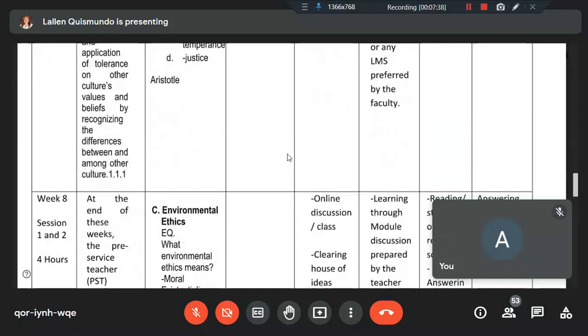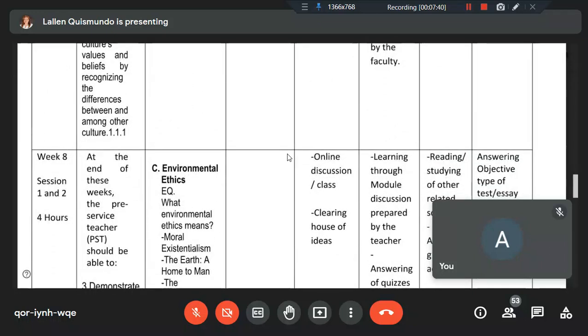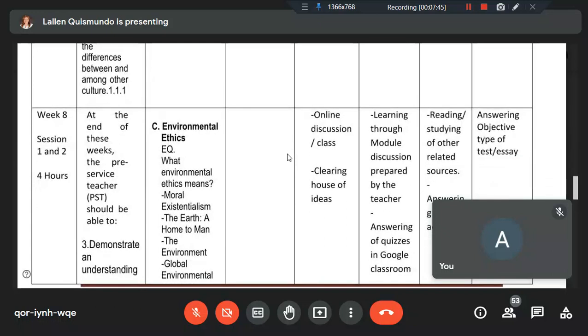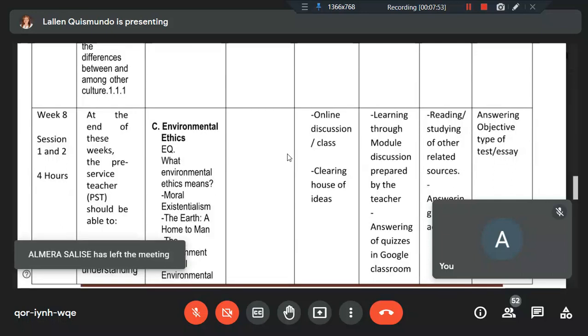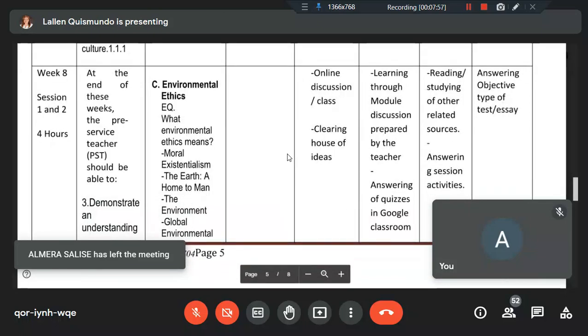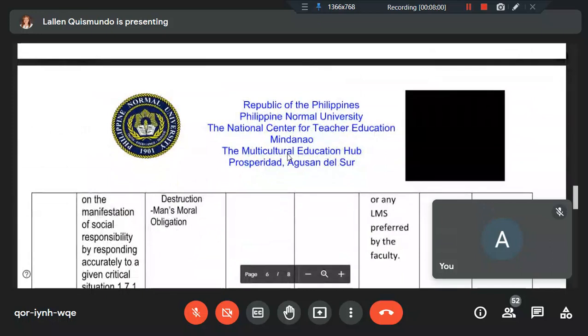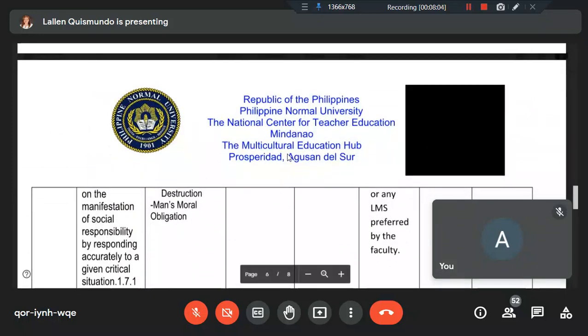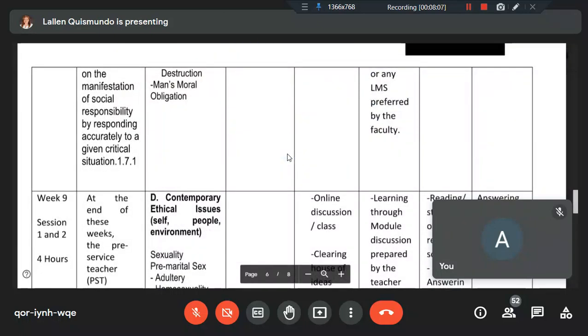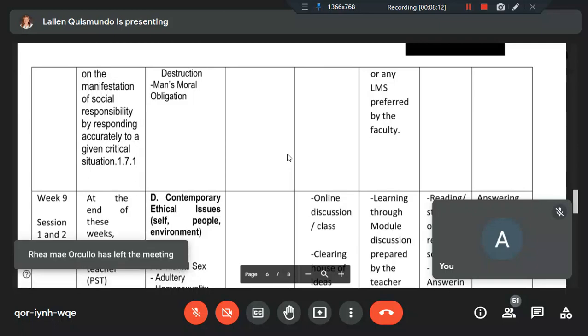Okay. Then in week 8, we have our environmental ethics. What does environmental ethics mean? Moral existentialism, the earth, a home to man, then the environment, the global environmental destruction, then man's moral obligation. Then, followed by contemporary ethical issues, on the self, on people, and on the environment.